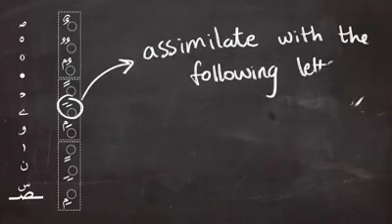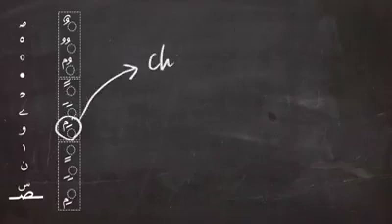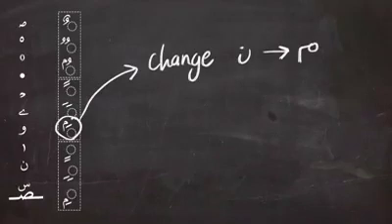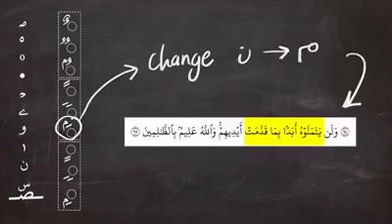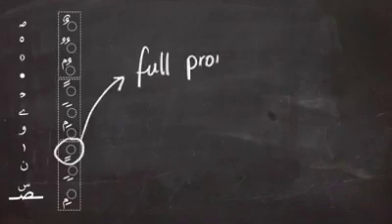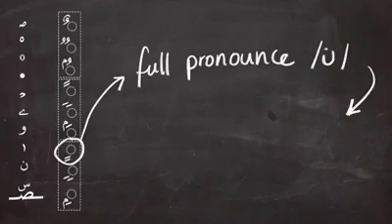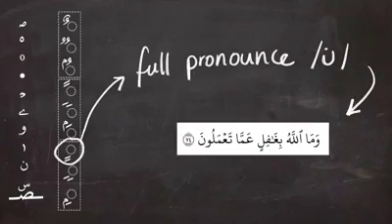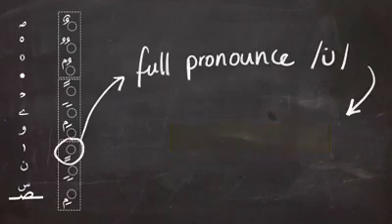The last sign will be turning the noon at the end of the tanween into a meem, like this example. وَلَنْ يَتَمَنَّوْهُ أَبَدًا بِمَا قَدَّمَتْ أَيْدِيهِمْ. Last is the tanween of kasr and its variations. And these are not so different from the previous 2. So this one is pronouncing the noon of the tanween, like وَمَا اللَّهُ بِغَافِلٍ عَمَّا تَعْمَلُونَ.